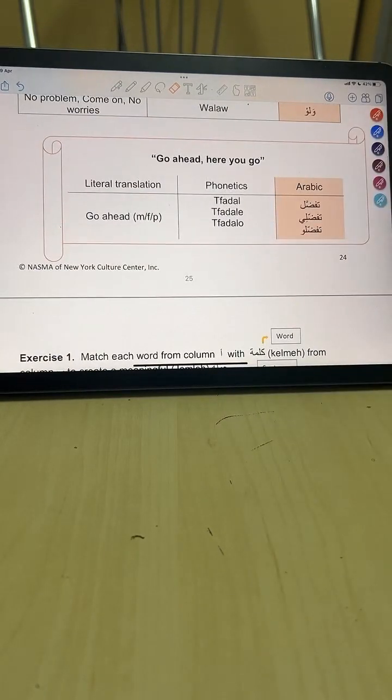Here, when you want to tell someone, like, please, go ahead, or come in, you would say tfaddal, for masculine. For a feminine, tfaddali. Tfaddal, tfaddali. For plural, tfaddalu.